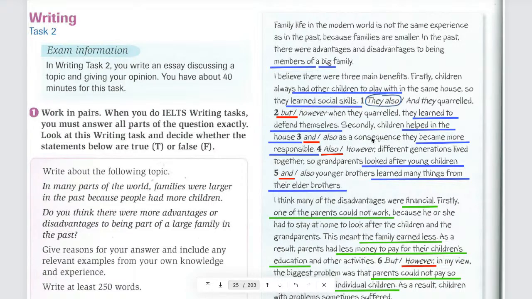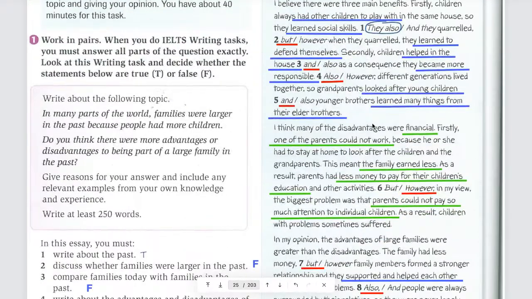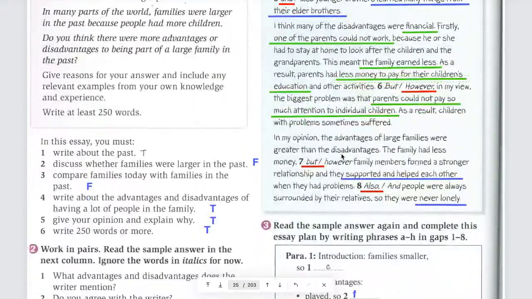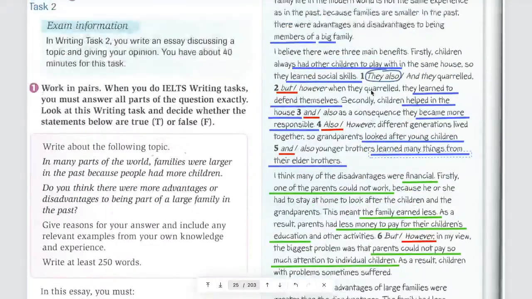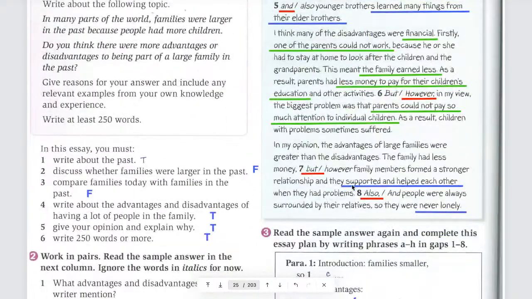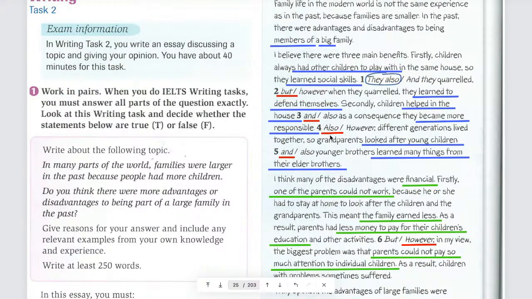Guys, this is very important in writing. For example, first of all, we have to discuss the introduction part, right? Now look at the body. In the body, how many paragraphs can you see? Yeah, you only have 2 paragraphs, right? Paragraph 2 and 3. And the last one is the conclusion, right?